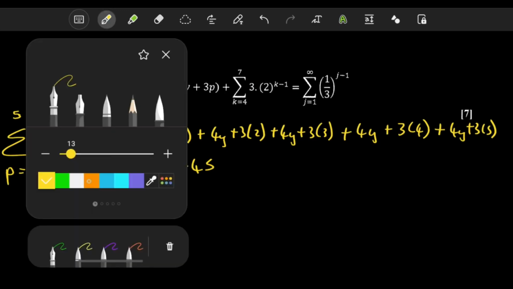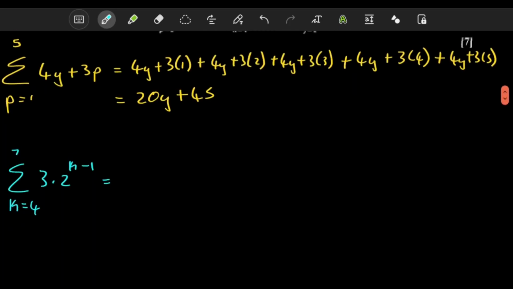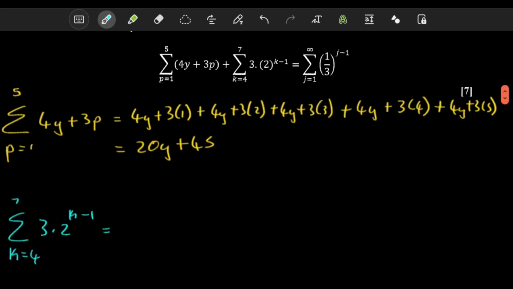Let's do the second one. Let's make it blue. This expression here is saying you're adding up stuff starting from where k is a 4 until where k is a 7. The expression looks like this: 3 times 2, with k minus 1 as the power. So you just have to start from 4 until 7. You can even just use your Sn formula for this one, the Sn formula for a geometric sequence. But if you want to do it manually, be my guest, which is what I'm going to do now, because it's just 4, 5, 6, and 7.